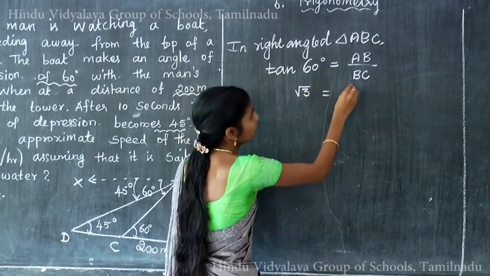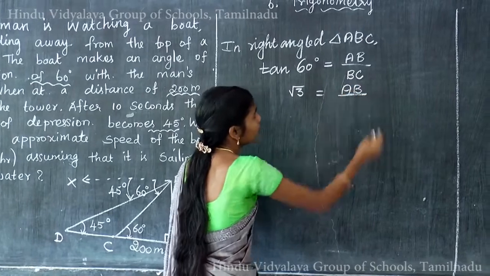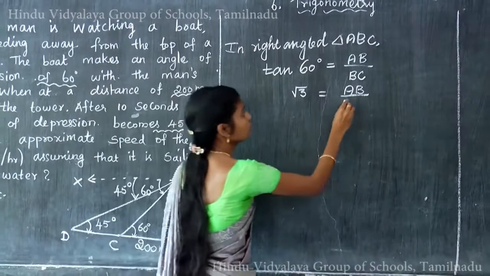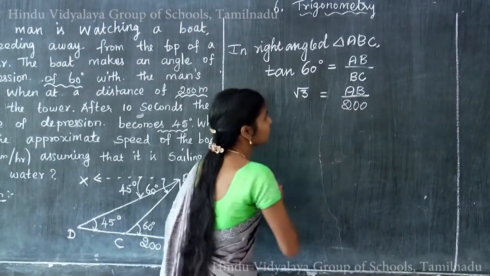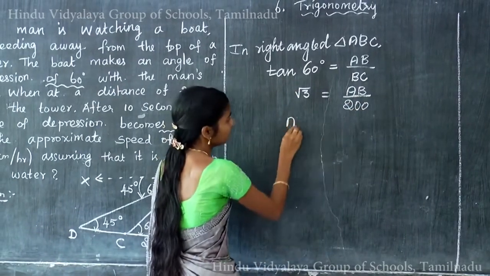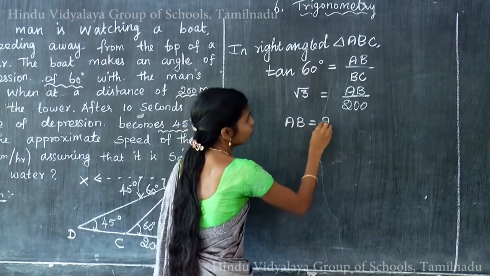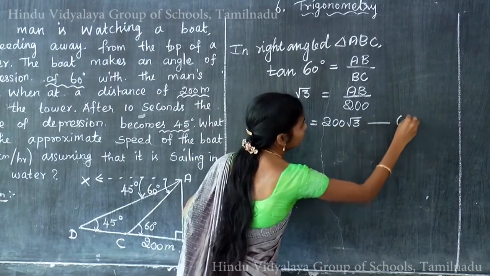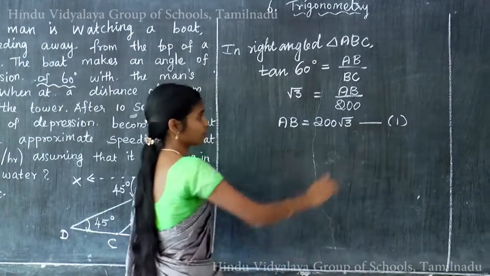This is equal to AB by BC. What is BC? Yes, BC is 200. Then cross multiply, we get AB is equal to 200 into root 3. This is equation 1. We take this as equation 1.